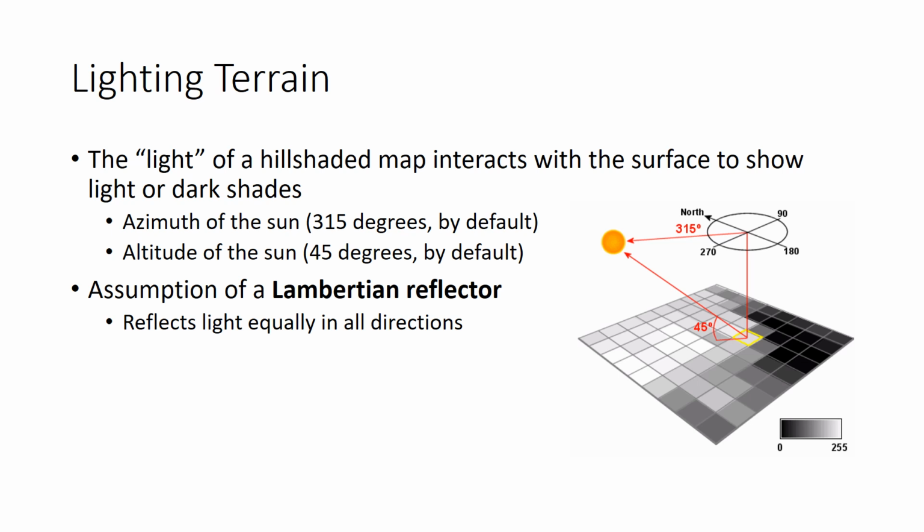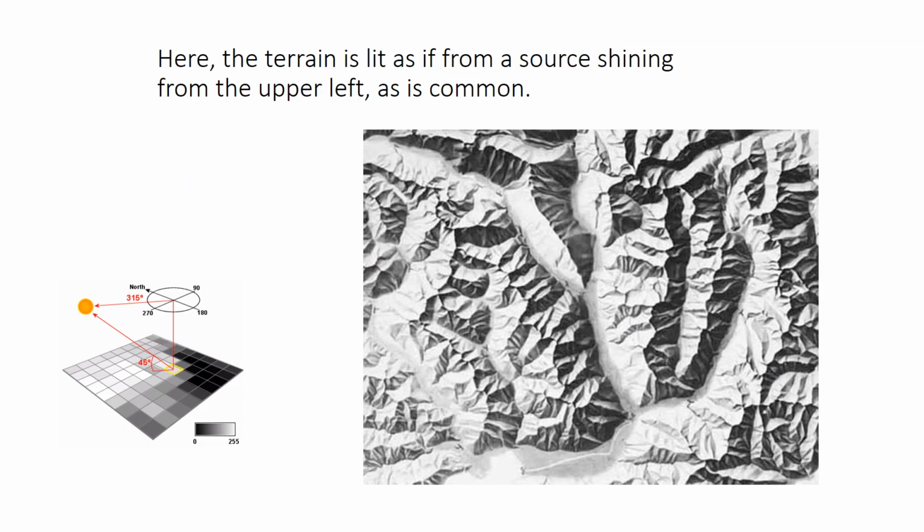So not only does it reflect light equally in all directions, but it also reflects perfectly. So if you shine a light and it hits the surface squarely, let's say, all of the light is essentially going to be reflected back to you. So this is an example pairing those two graphics together. This is an example of what that would look like. On the left is our standard diagram of this. And on the right, we've got a mountainous terrain that we've lit in that way.